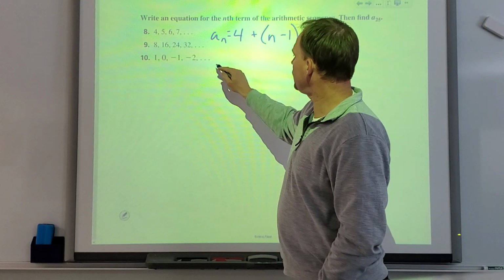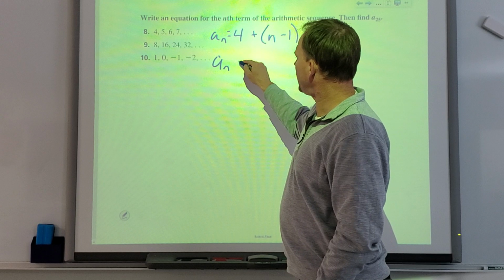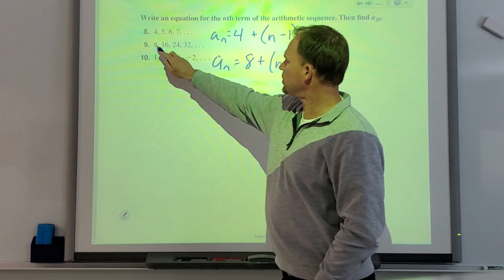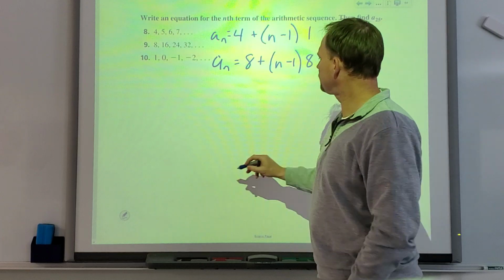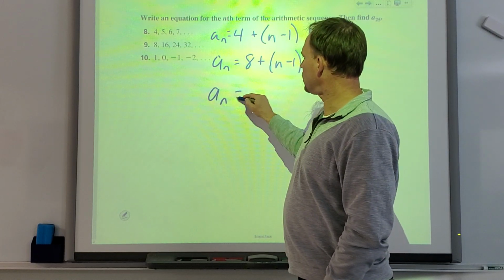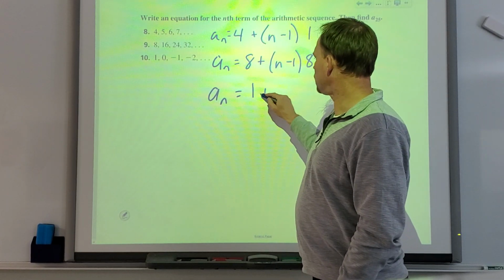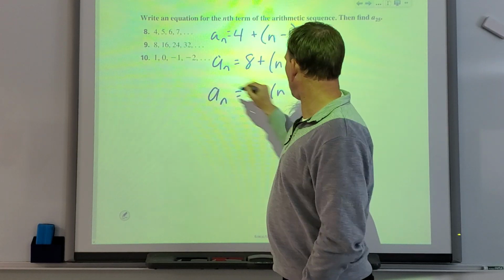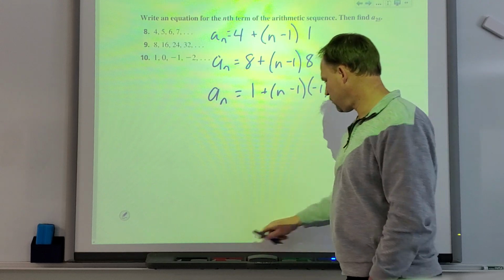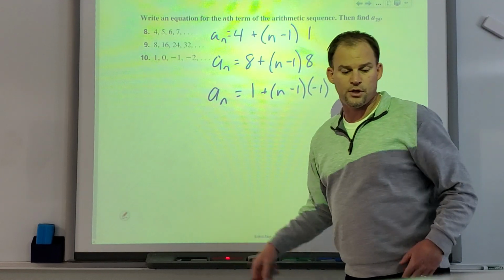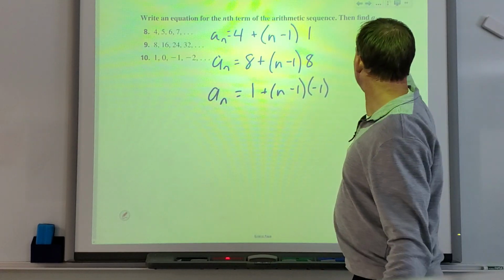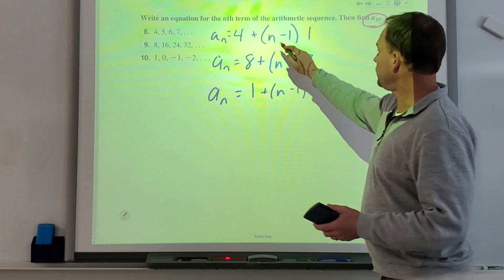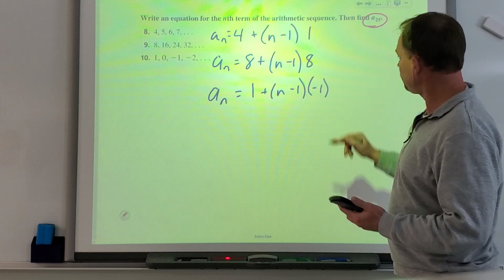So this equation here: a sub n, first number, n minus 1, common difference is 8. And the last one, first number is 1, common difference, it's going down 1, negative 1. So those should be your equations. Now it says find the 25th term. So we plug in 25.